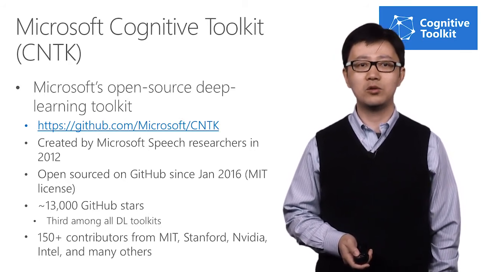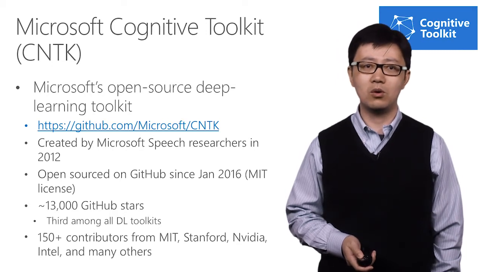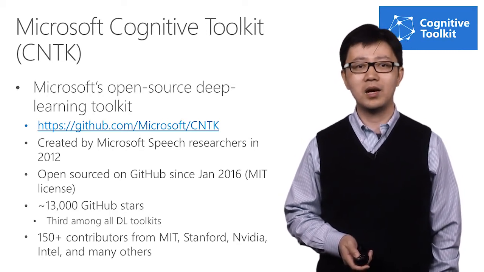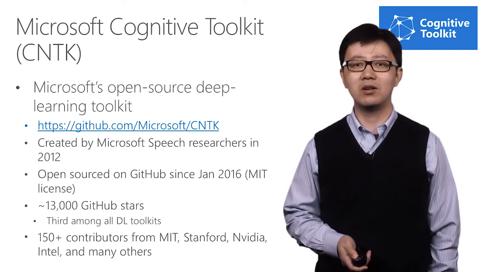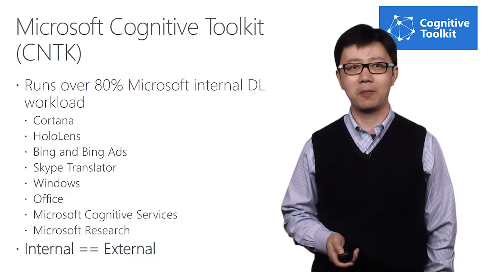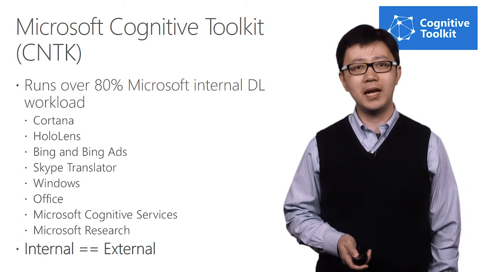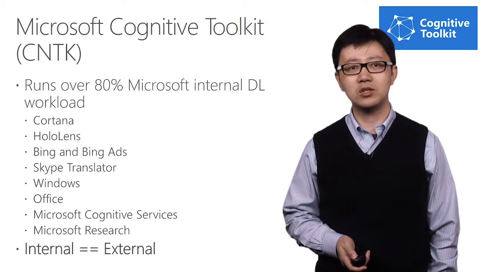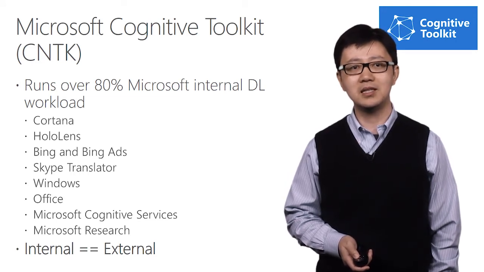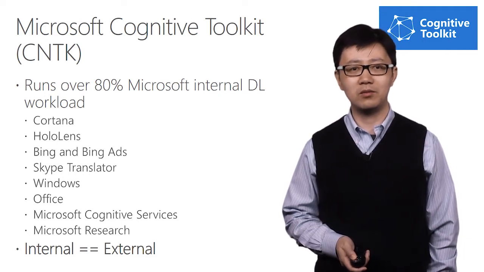Currently, we have about 12,000 plus GitHub stars on the CNTK toolkit, and this is third among all deep learning toolkits. We have 150 plus contributors from MIT, Stanford, NVIDIA, Intel, and many others. The Cognitive Toolkit is running over 80% of the internal Microsoft workloads, and this includes Cortana, HoloLens, Bing and Bing Ads, Skype Translator, Windows, Office, Cognitive Service, and Microsoft Research.